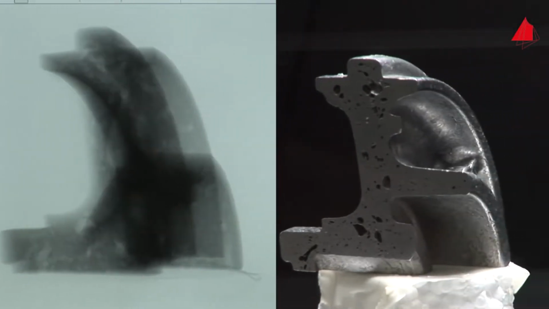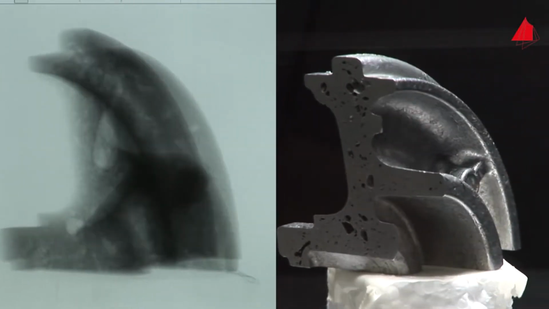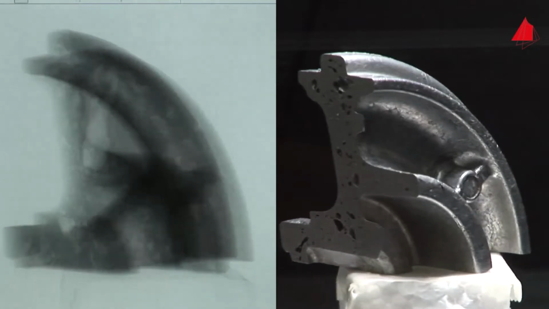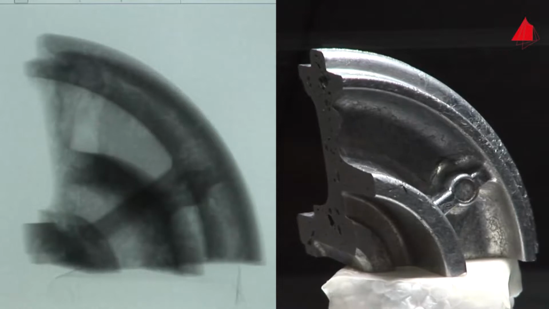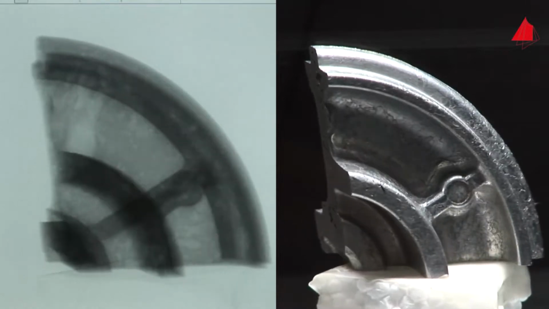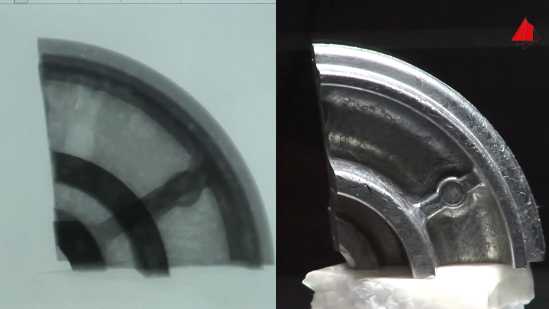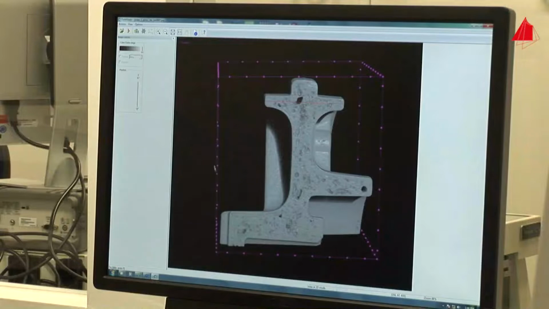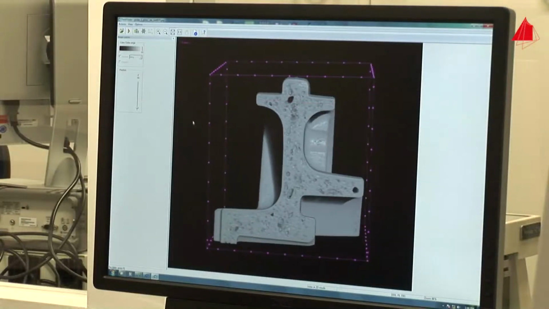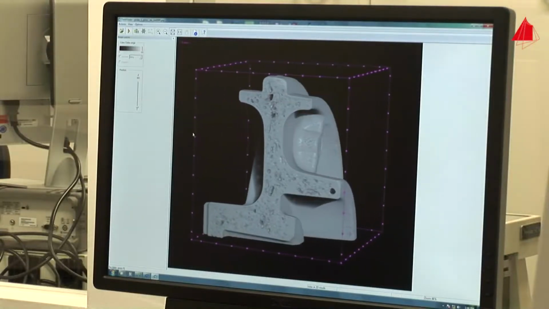Later on, the raw data sets enable a reconstruction of the individual cross-sections and, based on them, the calculation of the computer model. Now the computer model is completed. The inside of the sample can now be inspected in detail, and above all, the method is completely non-destructive.